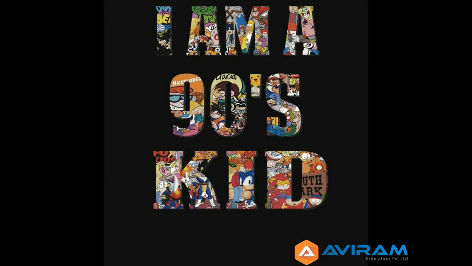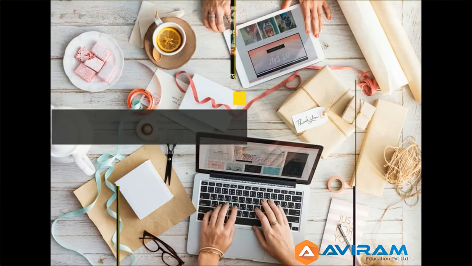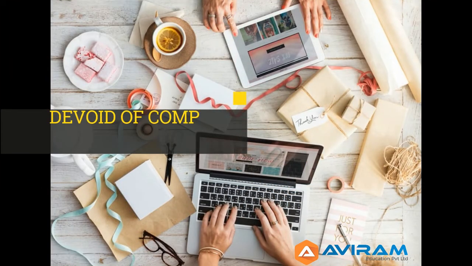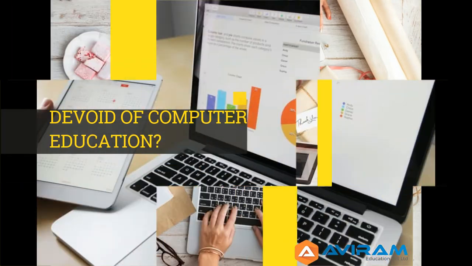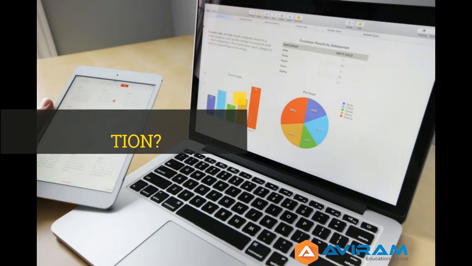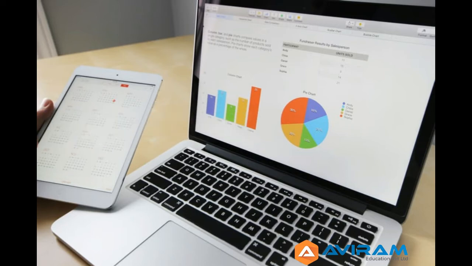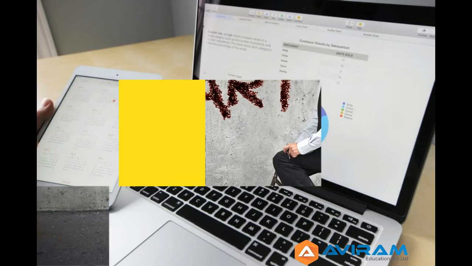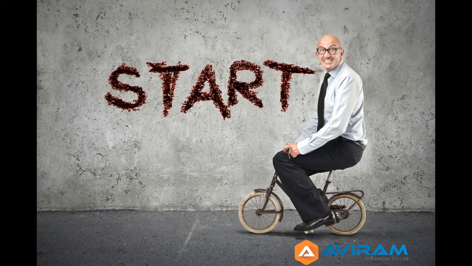First of all, let me clarify why the name parents package. If you are a kid who grew up in the 90s and felt that your parents were always devoid of computer education, by computer education we not only mean Facebook and WhatsApp, but various computer software to benefit themselves in a creative way. So basically this package is for every beginner who wants to start with computers.